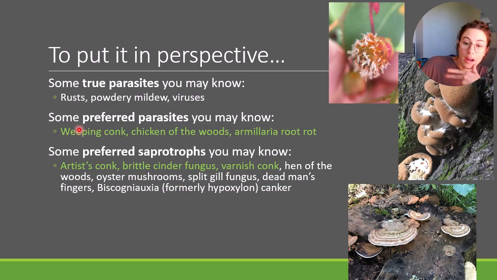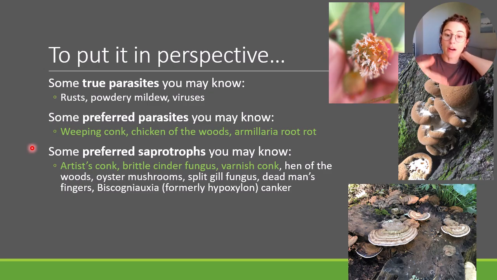Now, the lines between these two can get a little bit blurry, and a lot of times we don't differentiate between a preferred parasite and a preferred saprotroph. Most of what I want you to know based off of this is the ones that are highlighted in green are the ones that we typically talk about when we talk about wood decay fungi. And that's because they have been known, a few of them, weeping conk and Armillaria, as well as brittle cinder fungus, to breach the barrier and reaction zones of living hosts, which means that they are able to be more parasitic and they just don't stay in the dead wood, aka the saprotrophic area within the host.